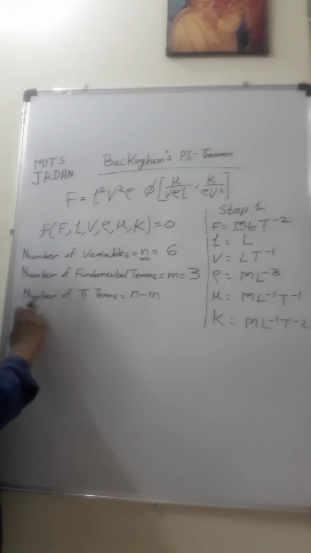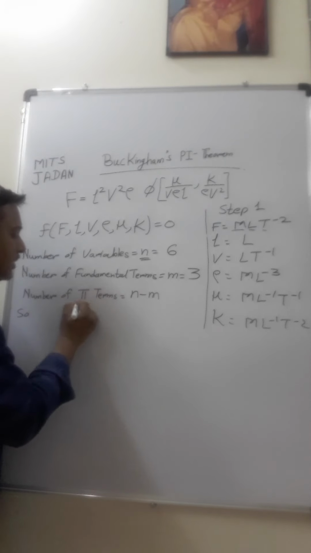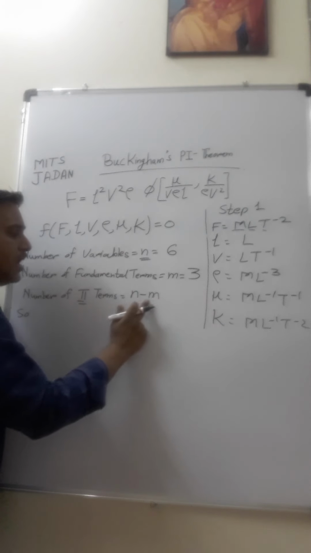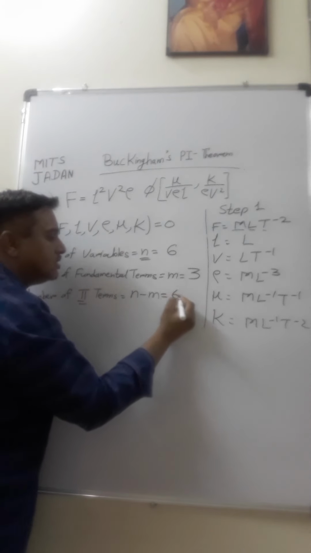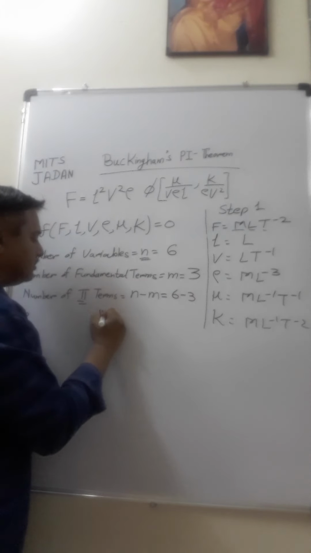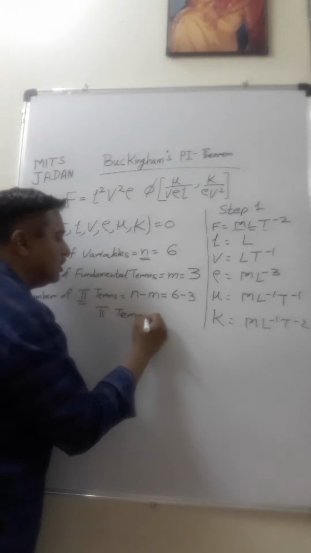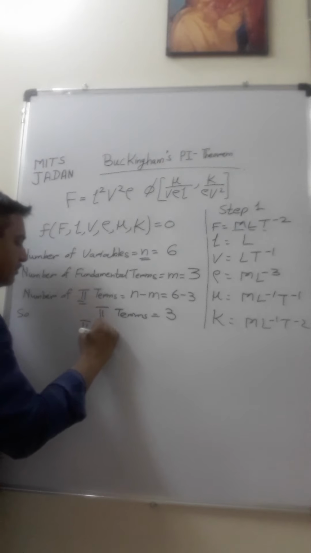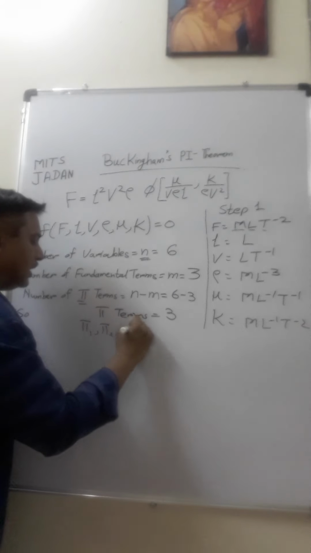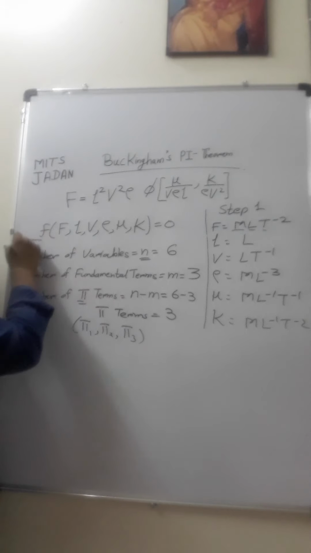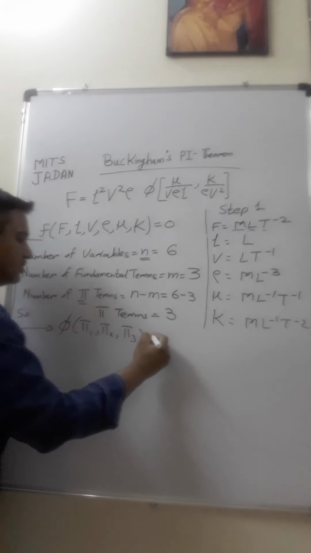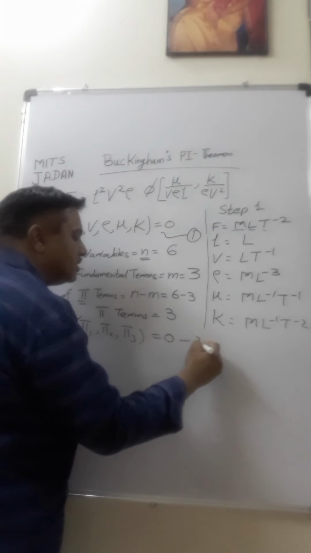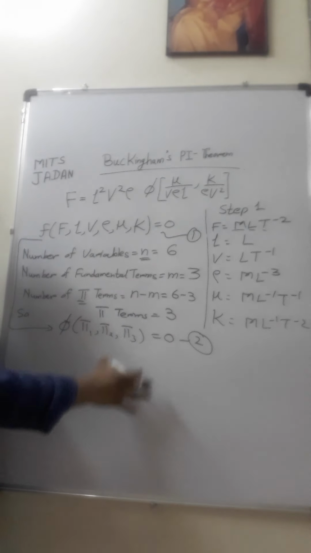Now in the Buckingham pi theorem, the number of pi terms is equal to the total number of variables minus the number of fundamental terms, that is n minus m. So it is 6 minus 3. Therefore the pi terms will be equal to 3. 3 pi terms will be there, named pi 1, pi 2, pi 3, and we will write this equation now in this form. Function is equal to 0. This is your equation number 1 and this will be your equation number 2. So this is how we will start.